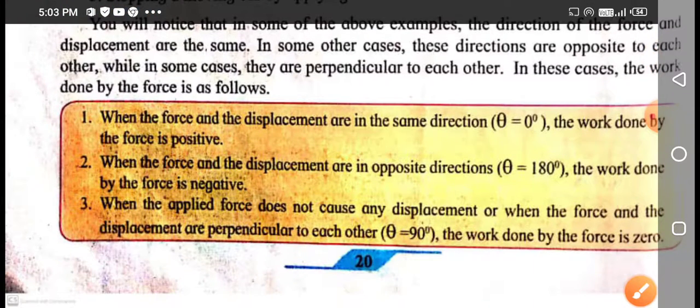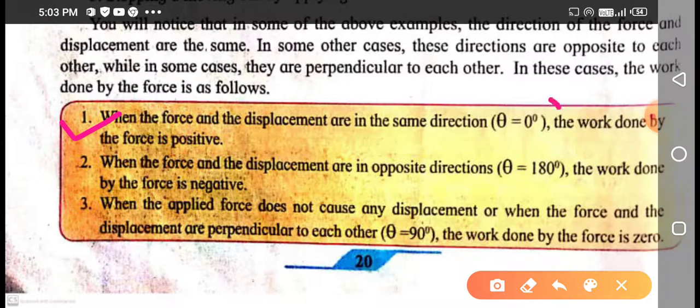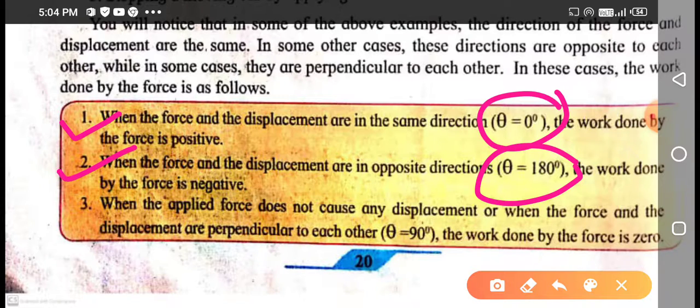See here, there are three types of work done. When the force and displacement are in the same direction, then the work done is known as positive work done, where theta is equal to 0 degree. When the force and displacement are in opposite directions, when theta is 180 degree, then the work done will be negative work done. When the applied force does not cause any displacement, or when the force and the displacement are perpendicular, theta is equal to 90 degree, then the work done is known as zero work done.